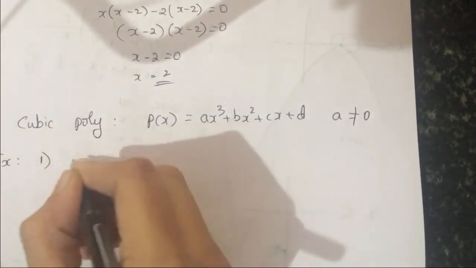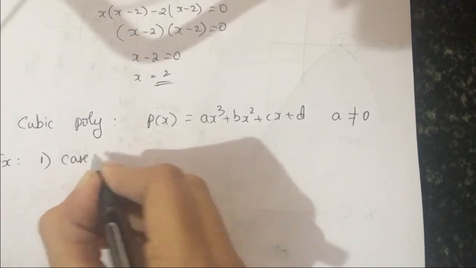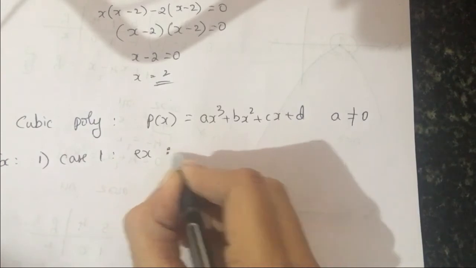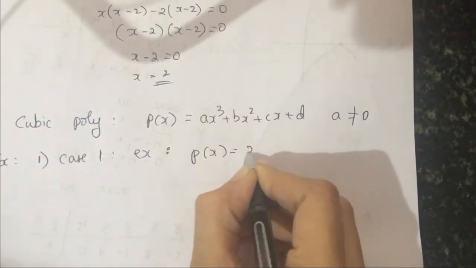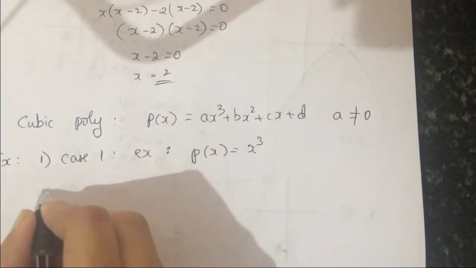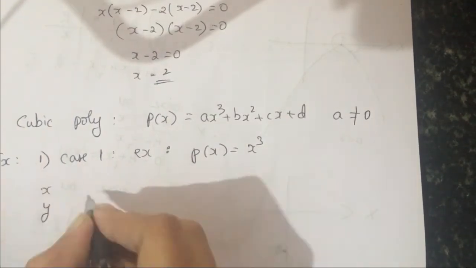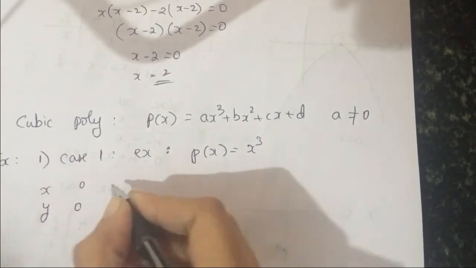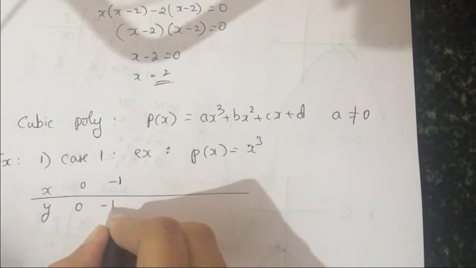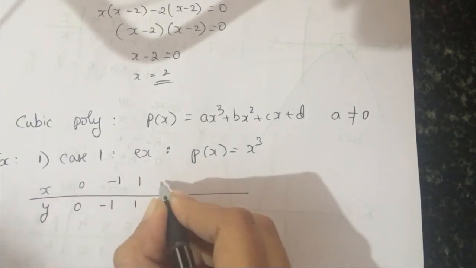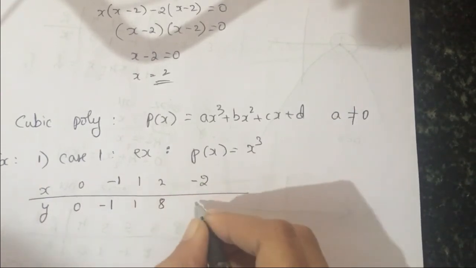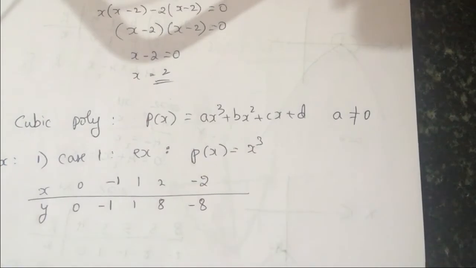Case 1, for example, I'm taking a simple example, p of x equal to x cube. First you make the table of x and y values. When x is 0, y is 0. When x is minus 1, y is also minus 1. When x is 1, y is 1. When x is 2, y is 8, and when x is minus 2, y is minus 8.